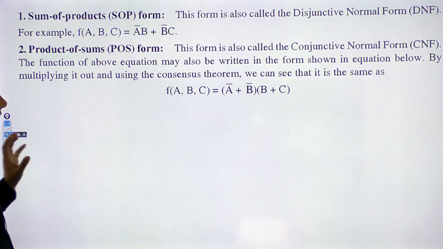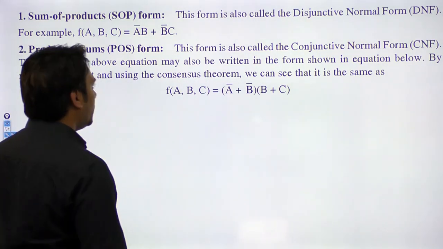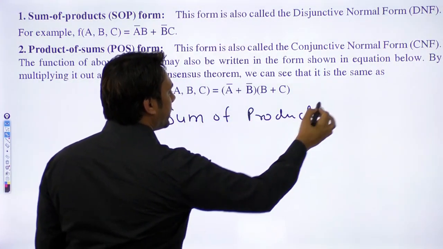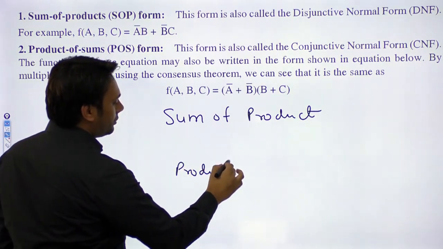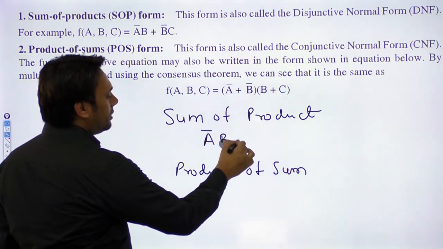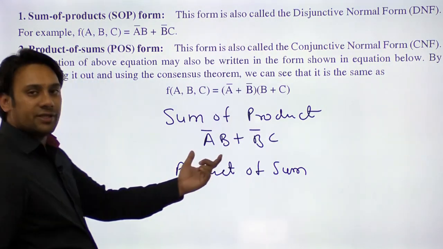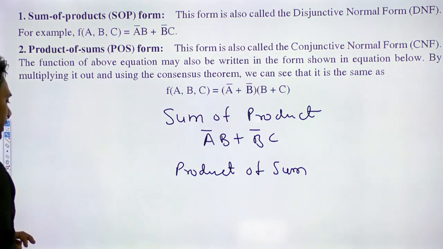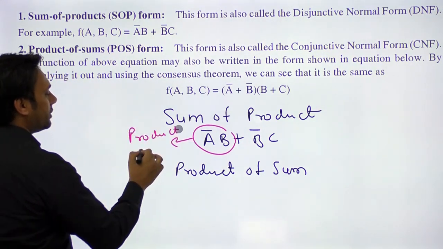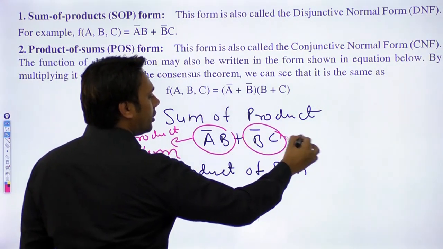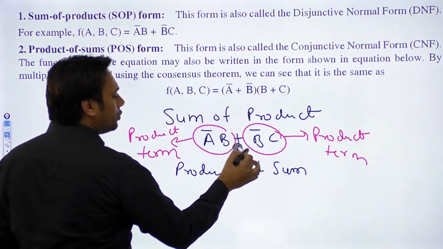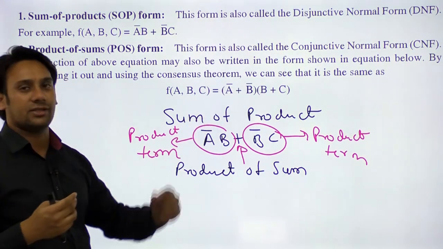Now in these expressions there is something very important to notice. We have two kinds of terms. One is sum of product, and the second one is product of sum. For example, if you have an expression A complement B plus B complement C, this expression is representing a sum of product expression. Why do we call it a sum of product? Because this is a product term, and this is also a product term, and you are doing a sum of two product terms. That is why it is called a sum of product.